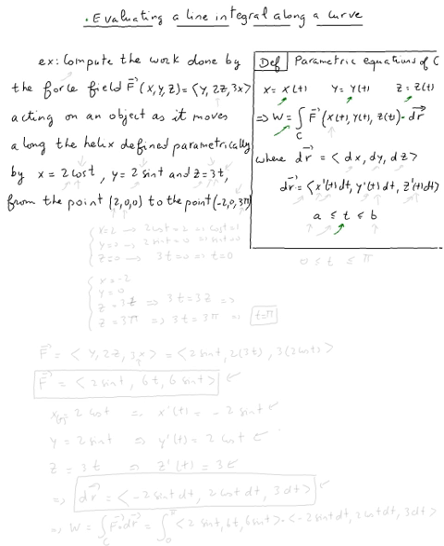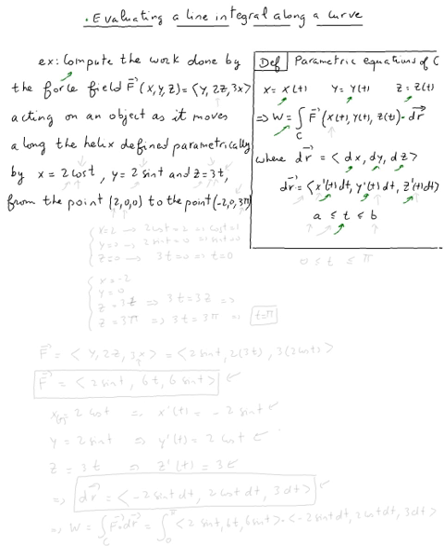Where dr is equal to dx, dy, dz, and dr is also equal to x prime of t dt, y prime of t dt, and z prime of t dt. Alright, so let's do this example.